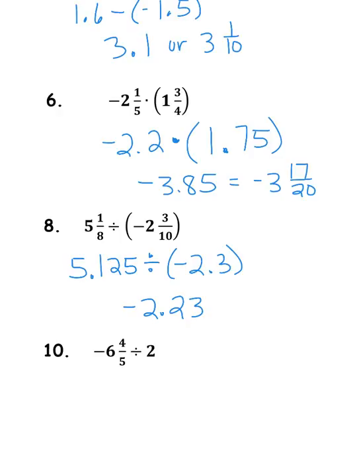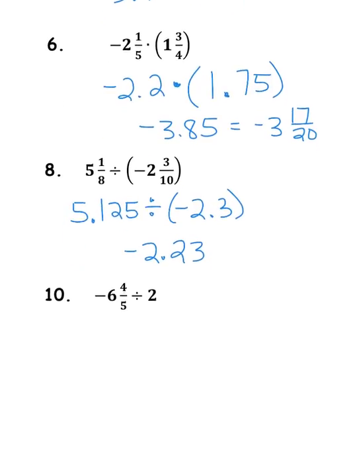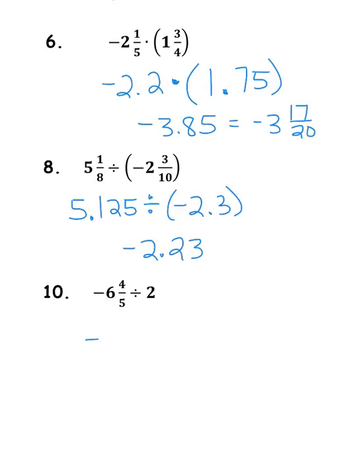And then number 10, we've got negative 6 and 4/5 is equivalent to 8/10, so negative 6.8 divided by 2, and that gives us negative 3 and 4/10, which is the same thing as negative 3 and 2/5.